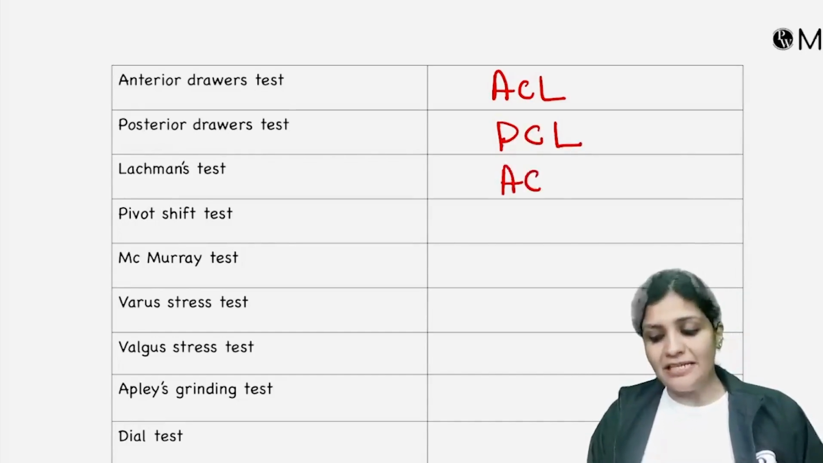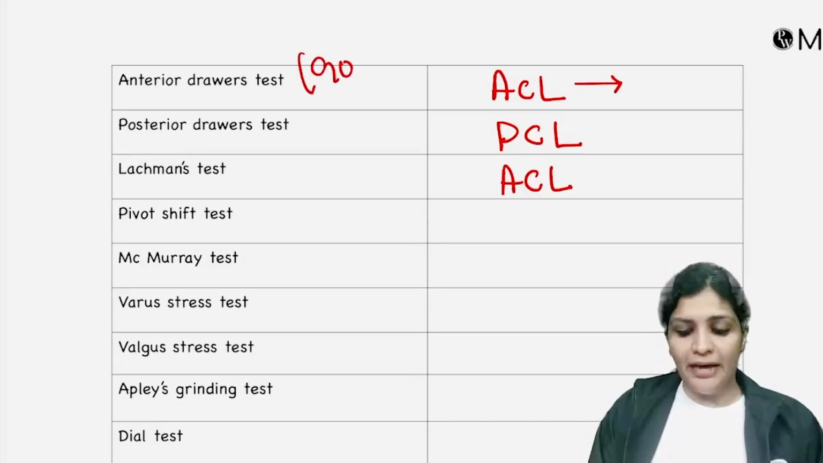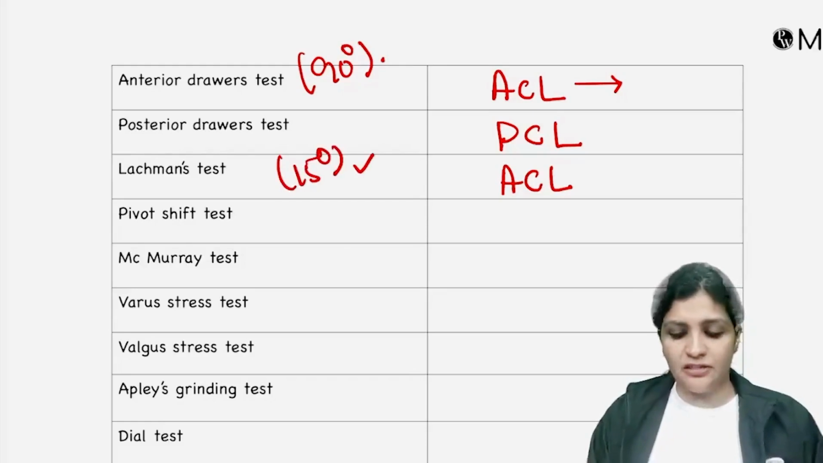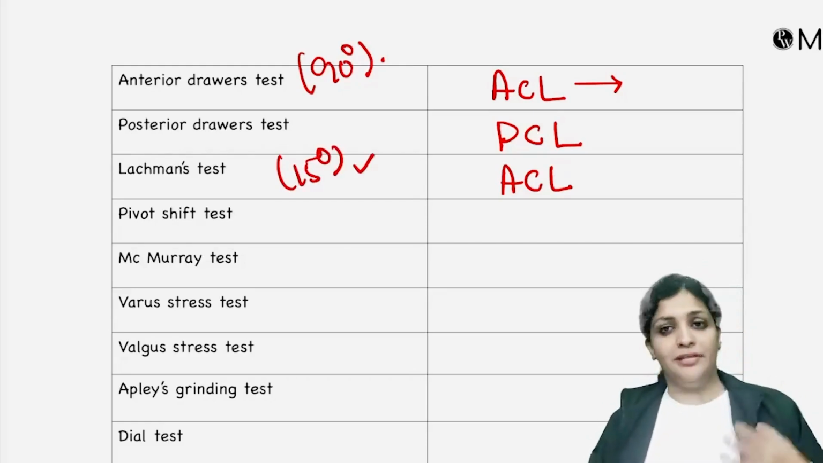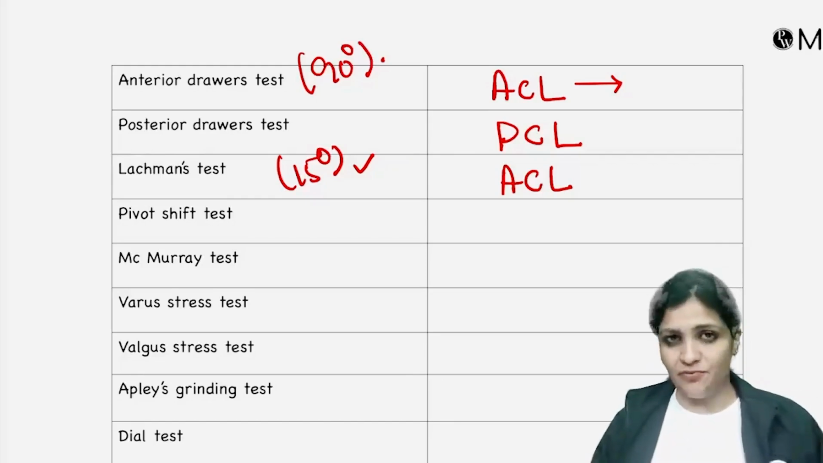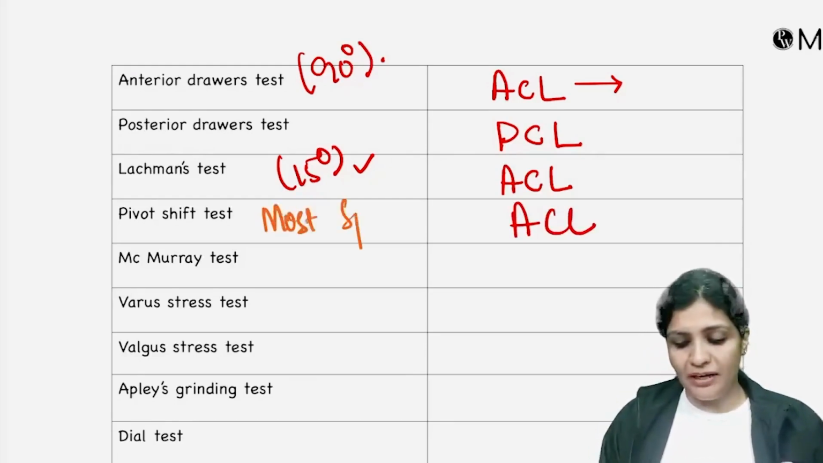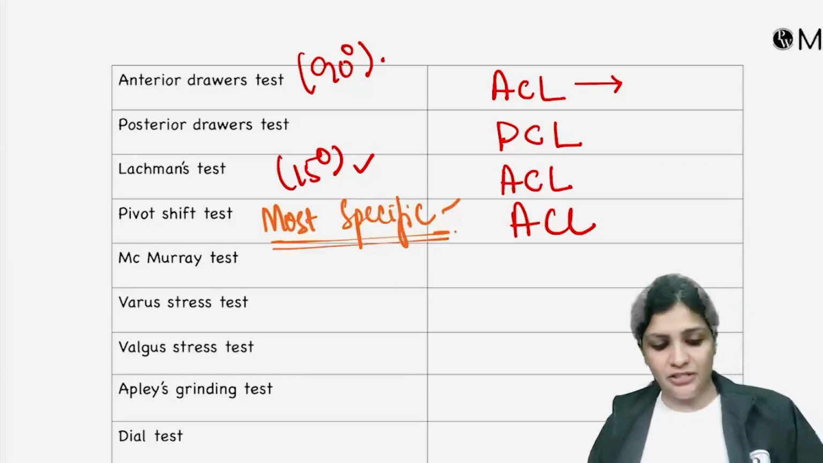The Lachman's test is again for ACL, but the anterior drawer should be done at 90 degrees. The Lachman is done at 15 degrees. Whenever there is an acute injury, whenever there is a swelling of the knee, you do the test which is called Lachman's for ACL. And the pivot shift test is again for ACL, which is considered to be the most specific test for ACL. And usually it is done under anesthesia, right?